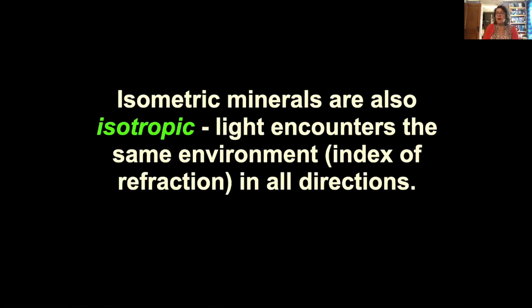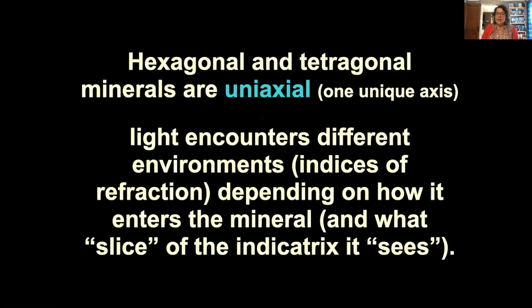Isometric minerals are also what we call isotropic when we're talking about how light behaves. Light encounters the same environment or the same index of refraction no matter how it enters the mineral. Okay, so in all directions. Hexagonal and tetragonal minerals are uniaxial, and light encounters different environments or different indices of refraction depending on how it enters the mineral and what slice of the indicatrix it encounters.